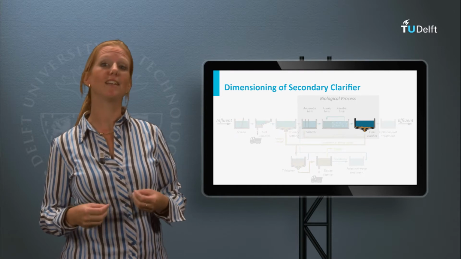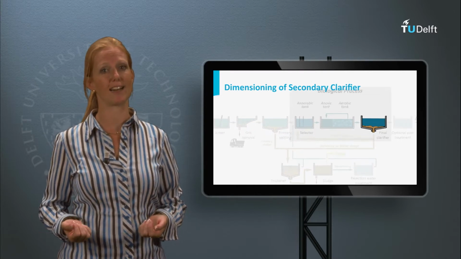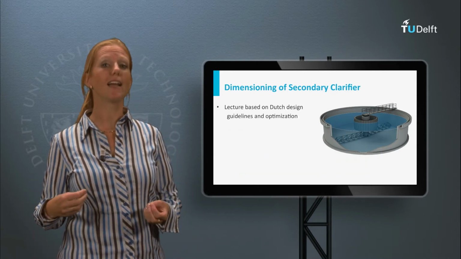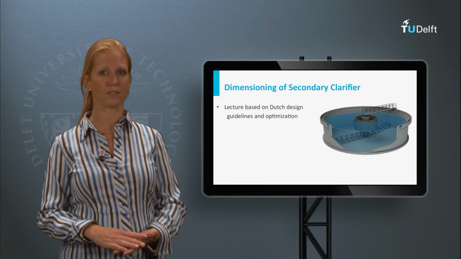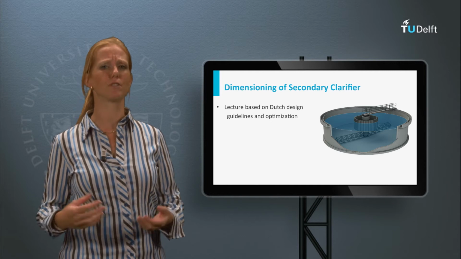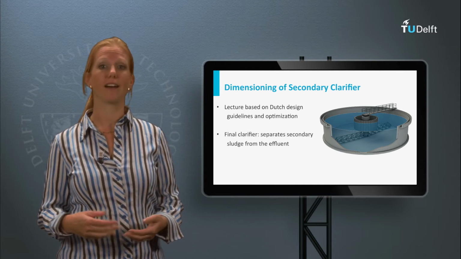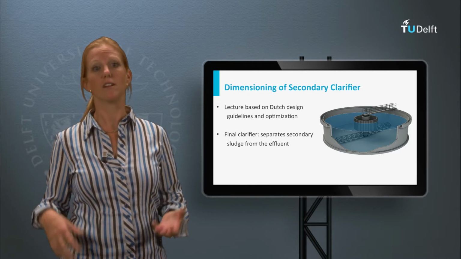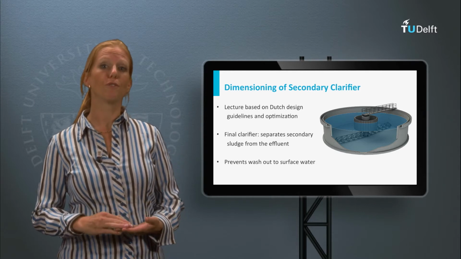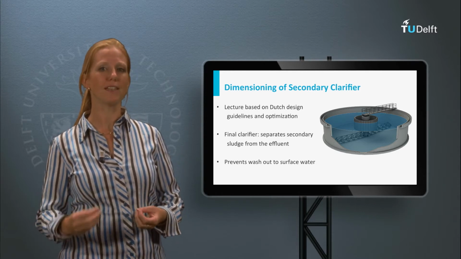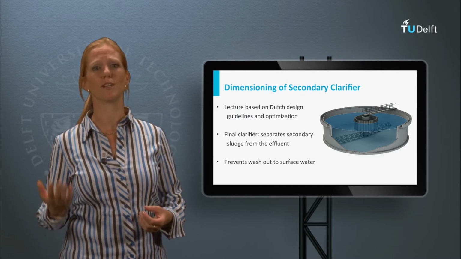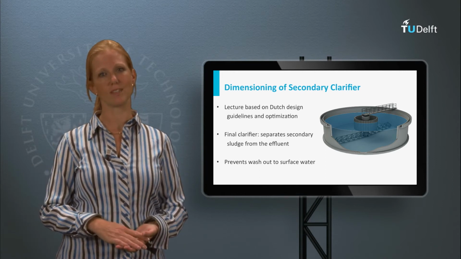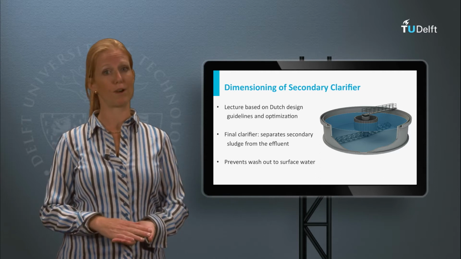The design that is given in this lecture is based on the Dutch design guidelines and optimization guidelines. Guidelines from Germany or EPA guidelines from the United States are based on different principles and might lead to somewhat different results. The final clarifier is nothing more than a unit for separating secondary sludge from the effluent, the treated sewage. It should function well and should be large enough to prevent the washout of sludge to the surface water at all times. Can you think of reasons why this should be prevented? If not, look back to the lectures before.